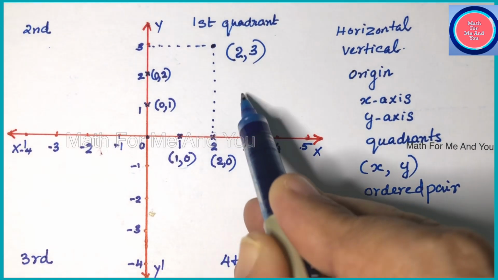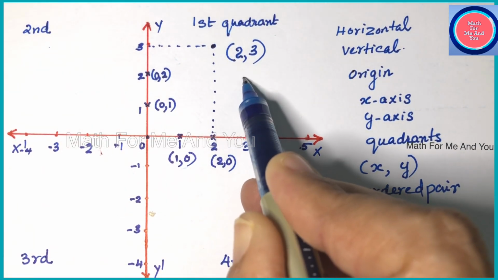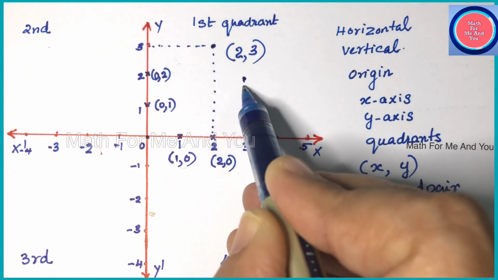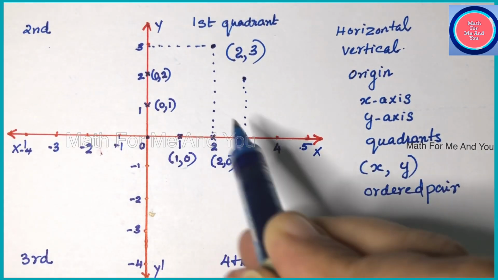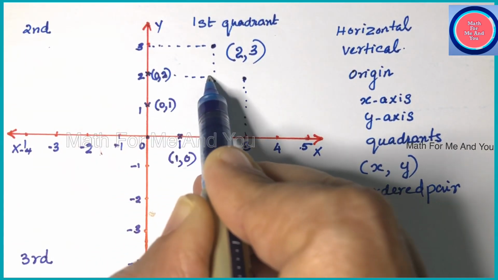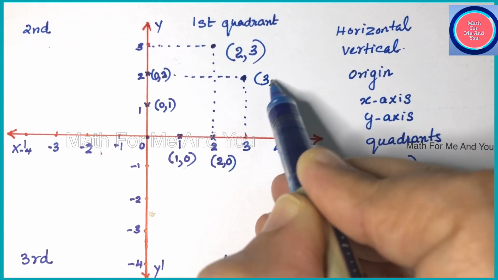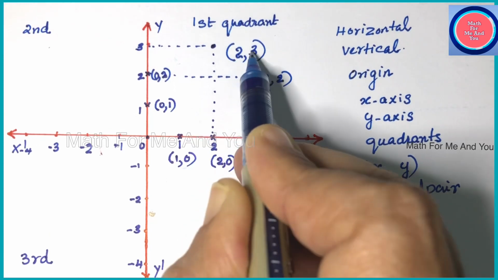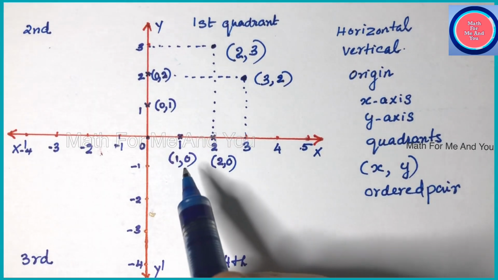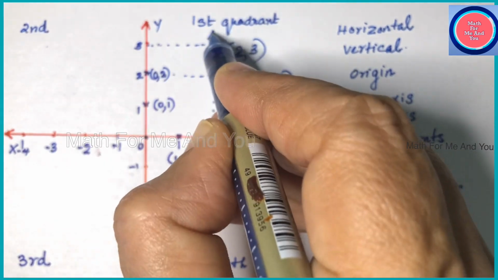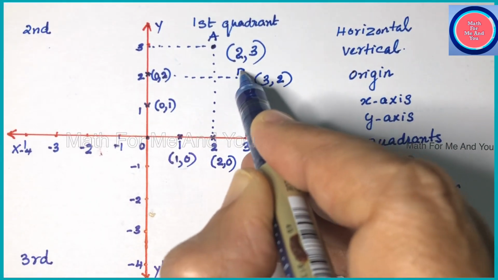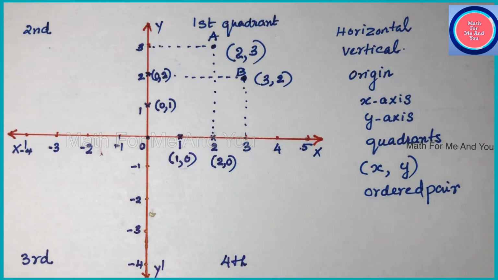What about 3, 2? Is that the same point? Where is 3, 2? We can see 3, 2 means from the y-axis 3 units away, and from the x-axis 2 units away. So this is 3, 2. See, the points are not the same. 2, 3 and 3, 2 are different points. We can mark the points with capital letters A, B, C, like that.